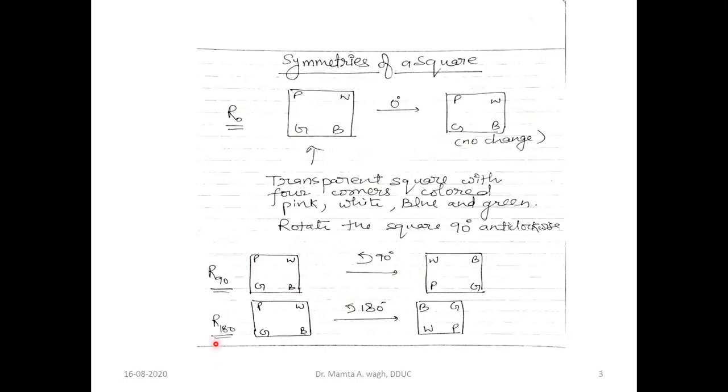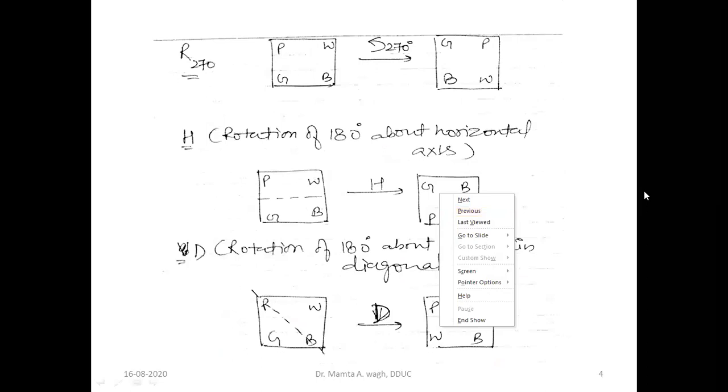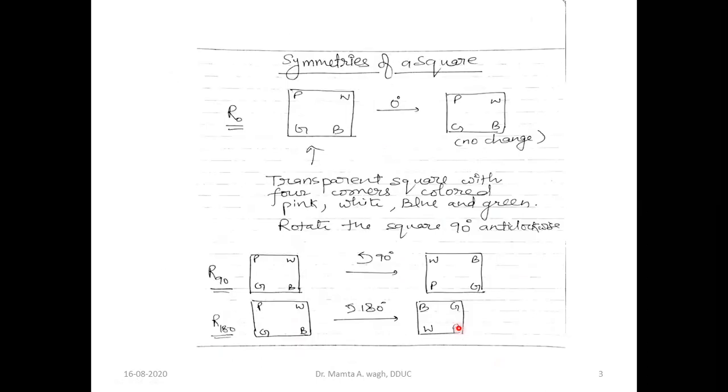Next I am taking the 180-degree counterclockwise rotation. That means I can rotate this square 90-degree again, and that will make 180-degree. Or you can understand it as rotating first 90-degree, then again 90-degree. With the 90-degree rotation applied again, green will come here, blue here, white here, and pink here. This is the result of the 180-degree counterclockwise rotation.